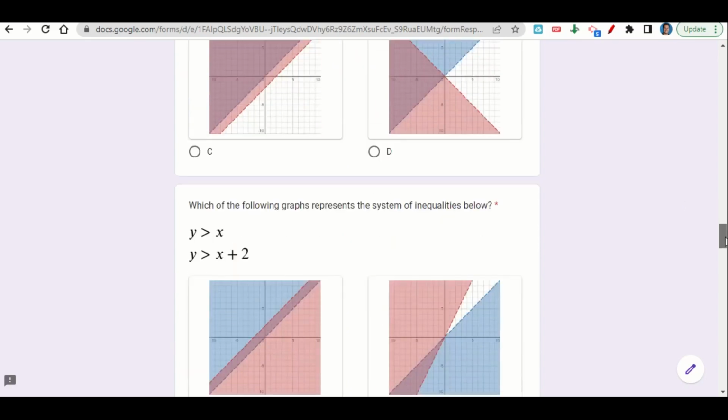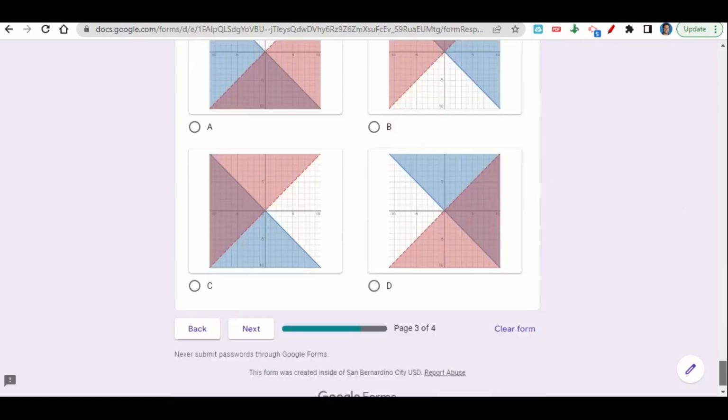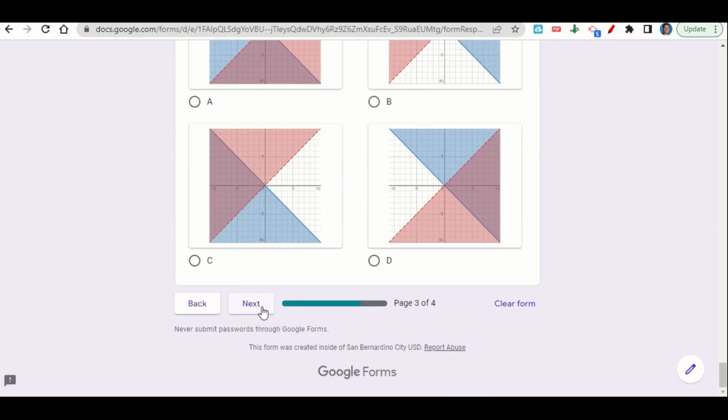So we'll go ahead and answer all of these questions until we get to the end. Once you get to the end of the assignment, go ahead and click Next. This will take you to your Before You Go. Go ahead and fill out your Before You Go and then submit your work on Google Classroom.